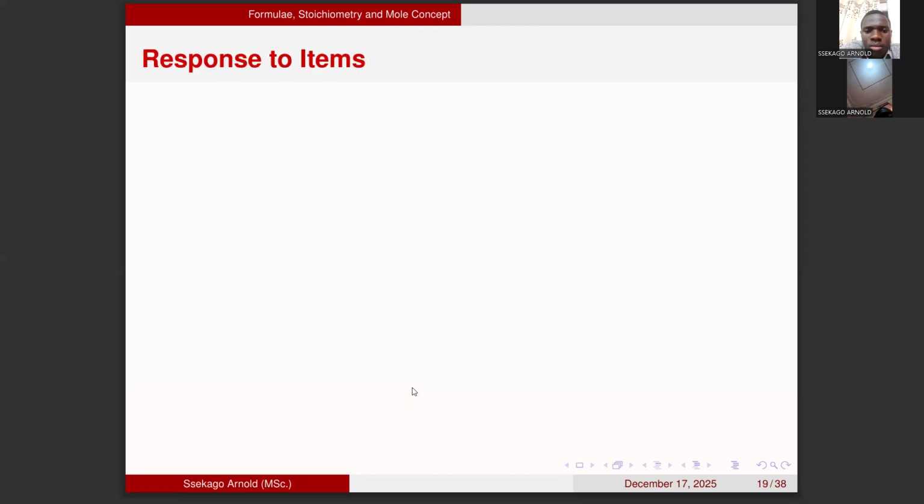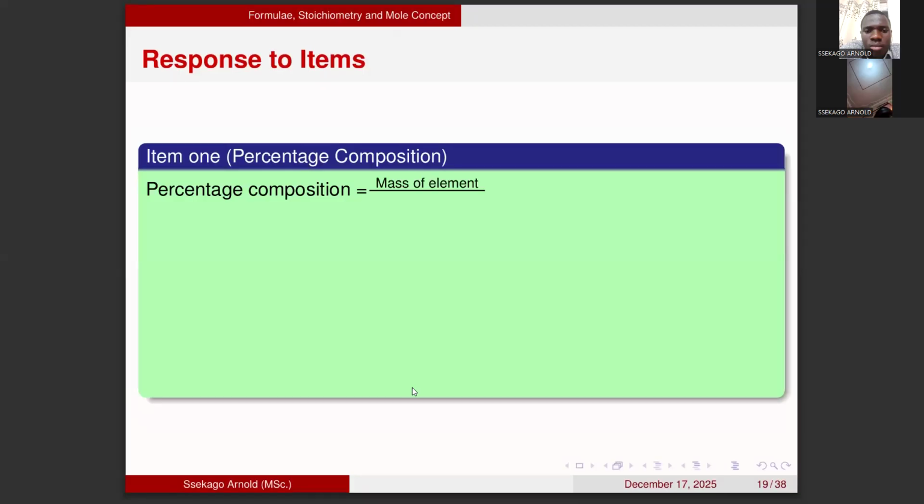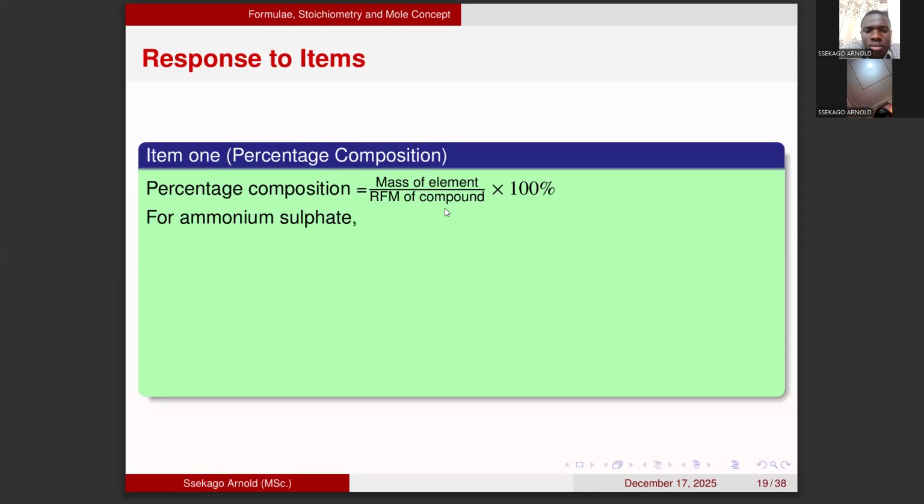So for percentage composition, it is given by mass of an element. If you want to determine the percentage composition of an element within a compound, like in this case, we are determining the percentage composition of nitrogen in each of the given compounds. So percentage composition is equal to the mass of the given element over the RFM of the compound, times 100%. And in this case, there are 3 compounds of consideration.